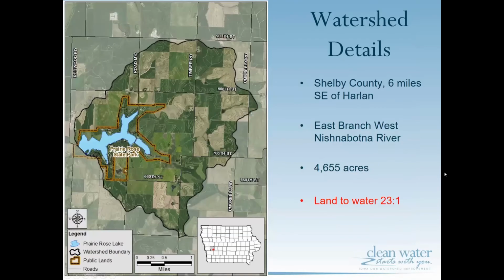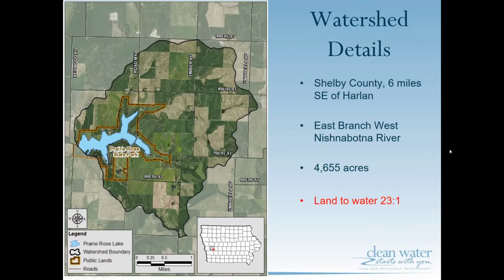So we know what a watershed is, but let's talk about some details of this watershed for Prairie Rose Lake. It's in Shelby County, about 6 miles southeast of Harlan, so Harlan would be up here. It is part of the east branch of the West Nishnabotna River. So if you can imagine that river having its own watershed, the watershed for Prairie Rose Lake is inside of that watershed. The total area of this watershed, this black outline, is 4,655 acres.